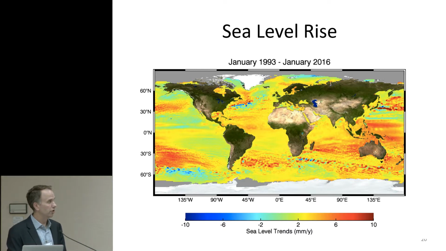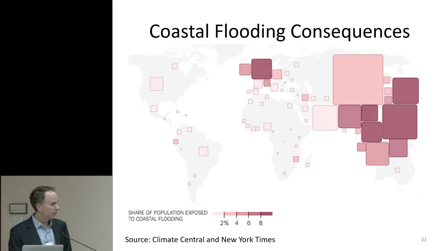And so this is an important perturbation to our system because it can lead to coastal flooding consequences, right? One of the important things it can lead to. This is a graphic that was generated by Climate Central, which some of you may be familiar with, in conjunction with the New York Times. Essentially, they looked at the share of population exposed to coastal flooding, as a percentage of total population, going from 2% to 8% and higher in the darker colors. The size of the box is the amount of people. So the percentage of people is the color, and the size is the amount of people.